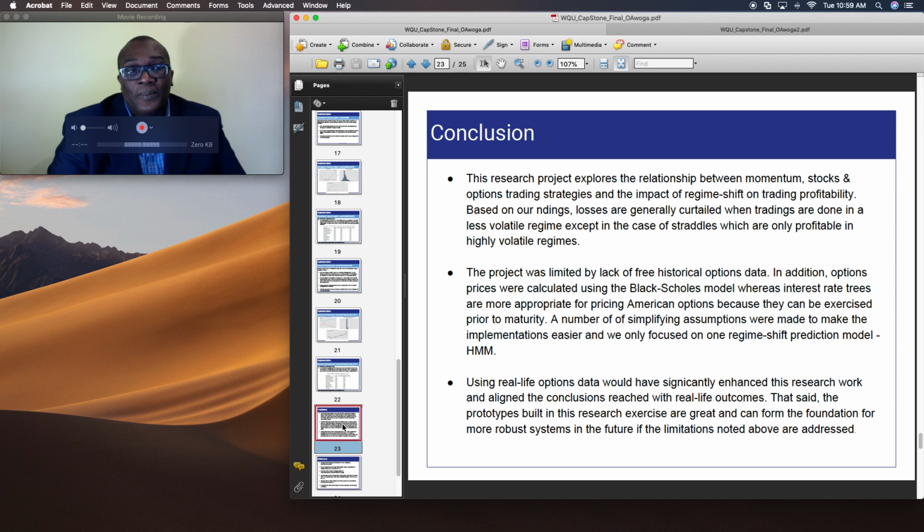Again, we made some simplifying assumptions. In addition, we calculated the options prices using the Black-Scholes model, whereas other methodology may be more appropriate. Using real-life data could have enhanced our research work and aligned our conclusions to real-life outcomes. Nonetheless, the system built in this research work can form the foundation for more robust systems in the future if these limitations are addressed. In order to ensure reproducibility, the underlying code for all the results are available in a Git repository and they will be made available to the public in the future.